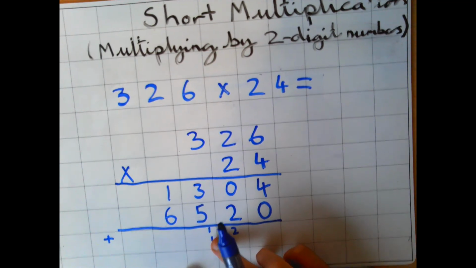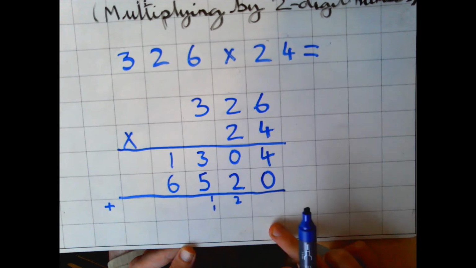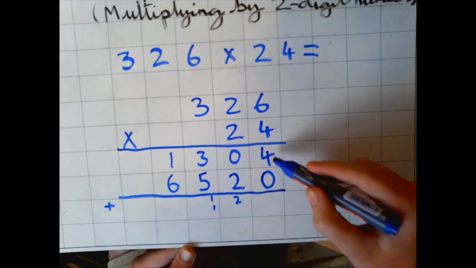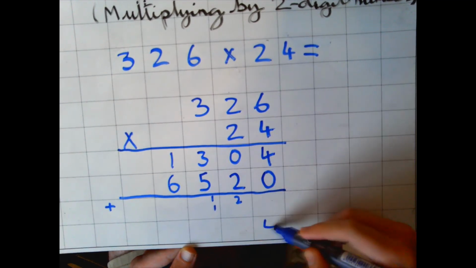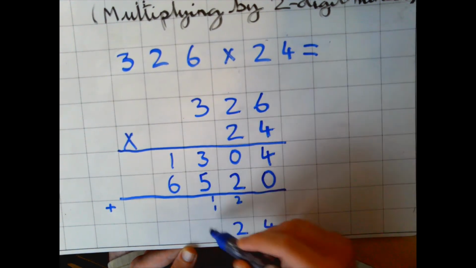Now it's your turn to have a go at these calculations using our short multiplication method. Don't forget to put the 0 in as a place value holder when you get onto the second line when you're multiplying by the tens column. Pause the video now and then unpause it when you're ready to check the answers.